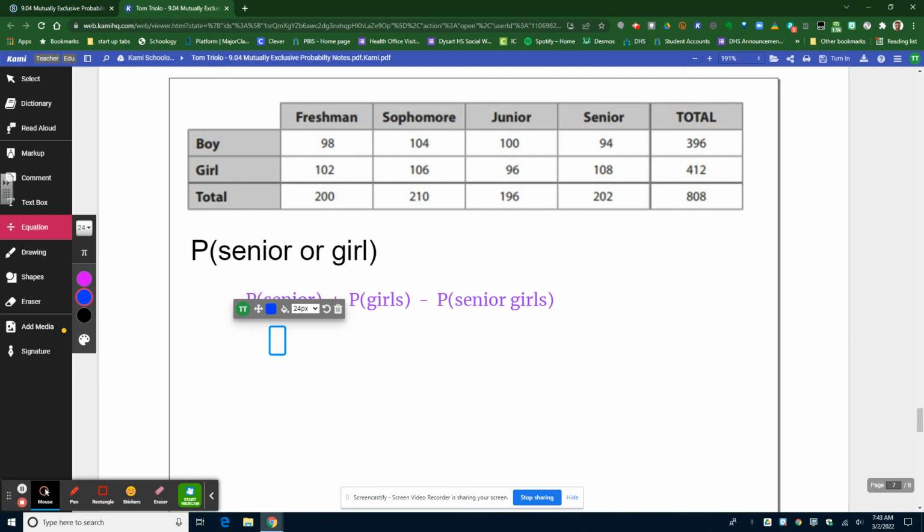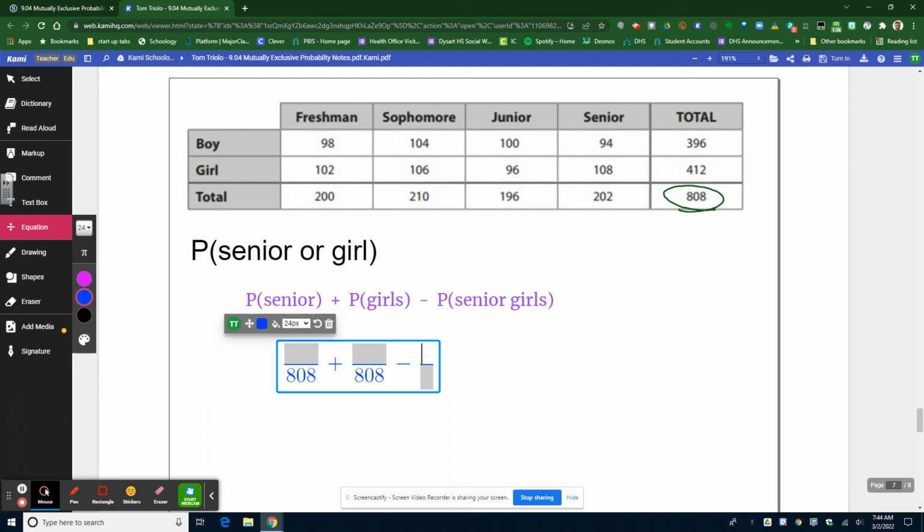What's the good news here? Unlike the contingency tables before, our denominator will be the same. What's my denominator going to be every single time? 808, because that's the total. Okay, so go to my drawing. So all of these are going to have fractions. So I'm going to set up the fractions. I have a fraction, 808 on the bottom. I'm going to put a plus, another fraction with an 808 on the bottom. I'm going to go a minus, another fraction with 808 on the bottom. All you got to do is figure out the numbers on top and then subtract.